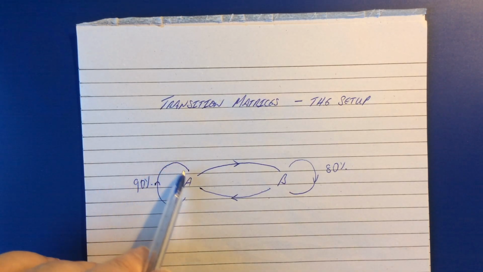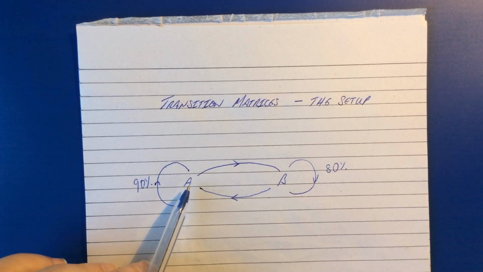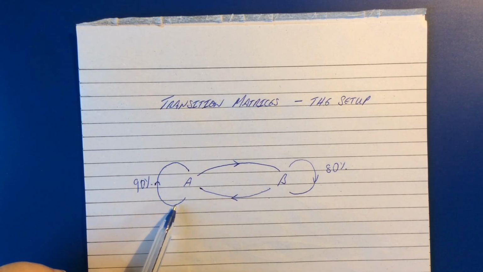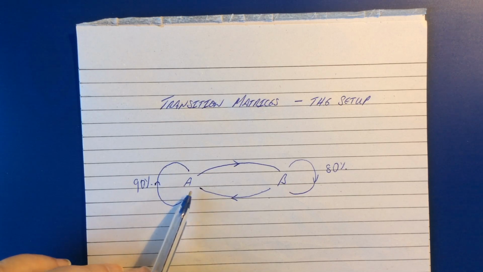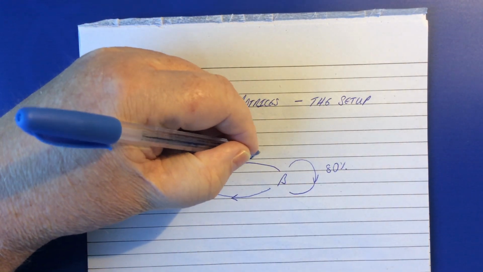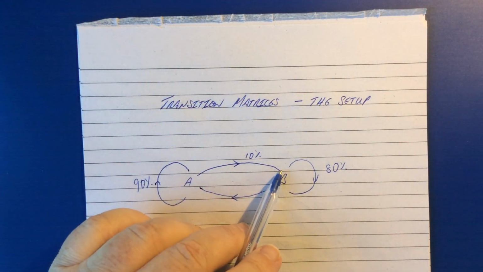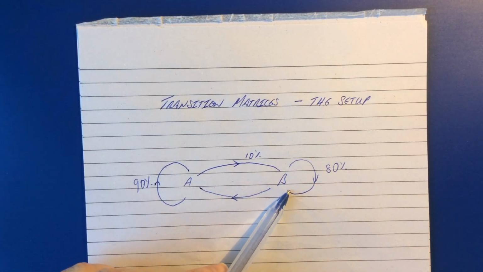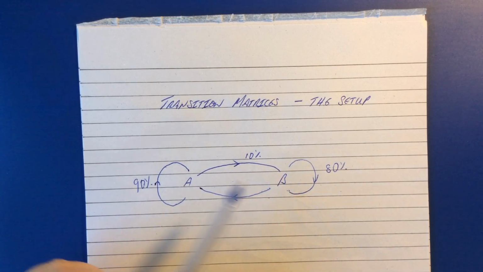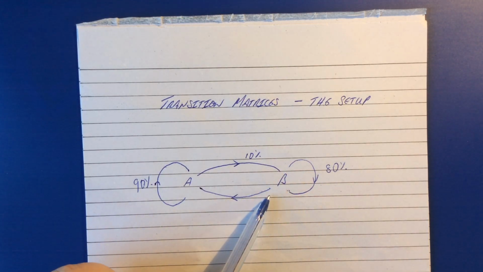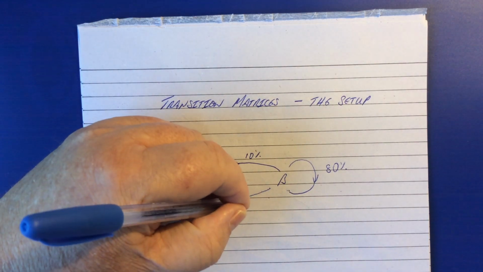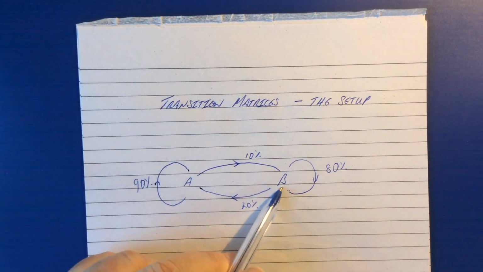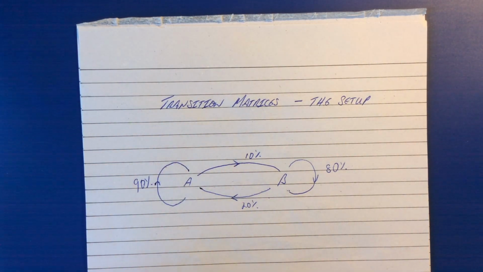90% means that 90% of people in position A, if we're talking about people, will remain in position A the next day or in the next time period, but 10% of them will move to position B. 80% of people in position B will remain there, but 20% of people will move from position B to position A over a given time period.